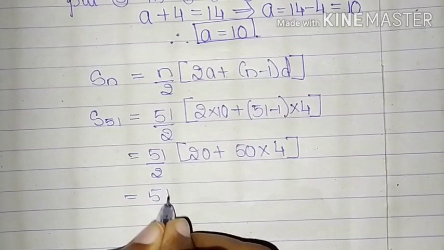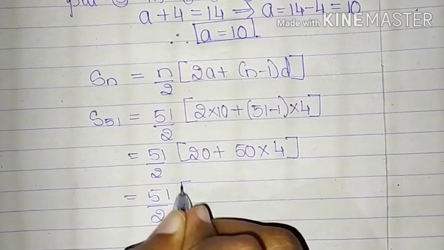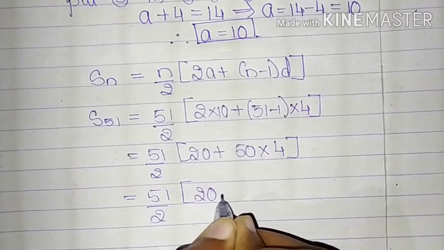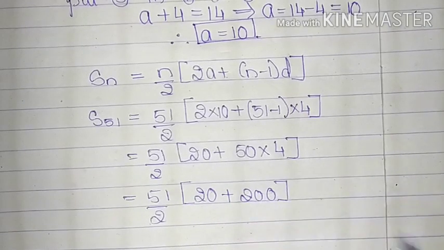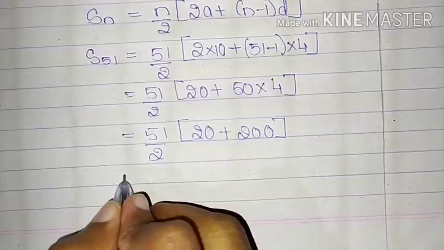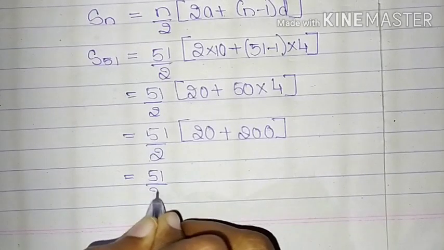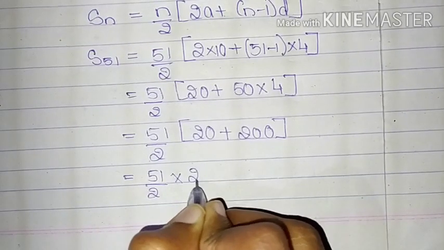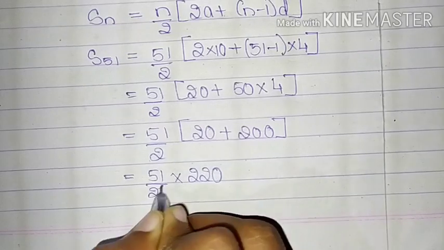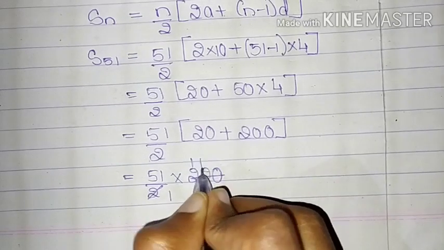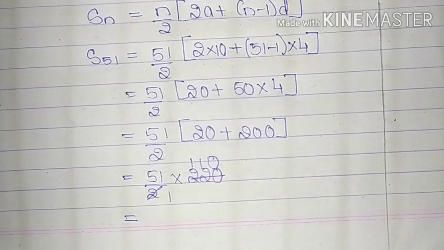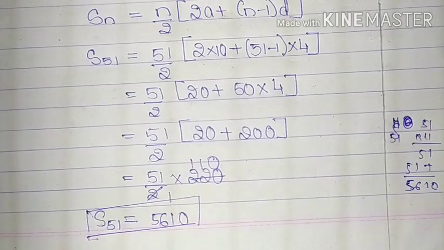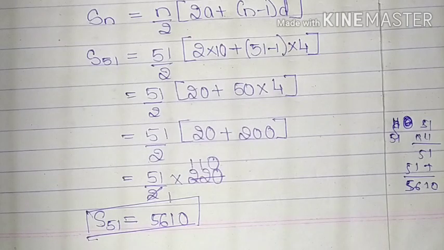Now further simplifying, 51 by 2 into brackets 20 plus 5 fours are 20, 200, bracket closed. So this is 51 by 2 into, opening the brackets, we get 220. So 2 ones are 2, 11s are 11, so it is 110. So the value of S51 is 5610. This is our solution.